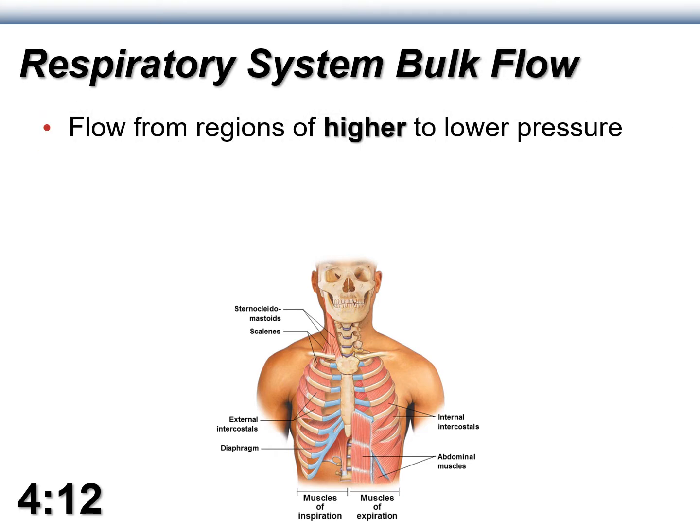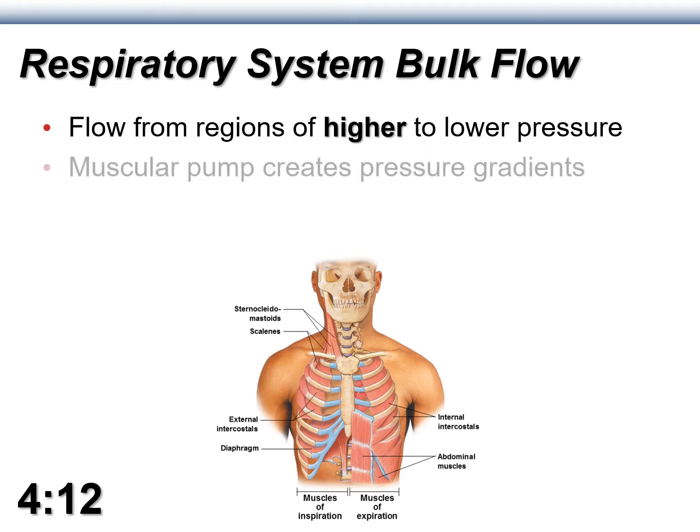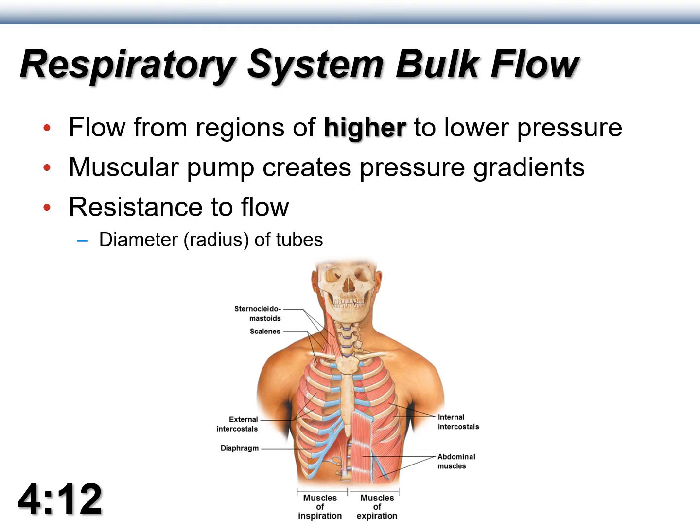So the act of respiration, which is the act of moving gases, is fundamentally a bulk flow system. We are changing pressures in order to achieve gas movement. So we increase pressure inside the chest, the air moves out of the chest back into the environment. We decrease pressure inside the chest, that causes the environment to move into the alveolar spaces. And it's driven by muscular pumps. The elastic recoil on expiration is also used, but we can also use muscular pumps for both inspiration and expiration.